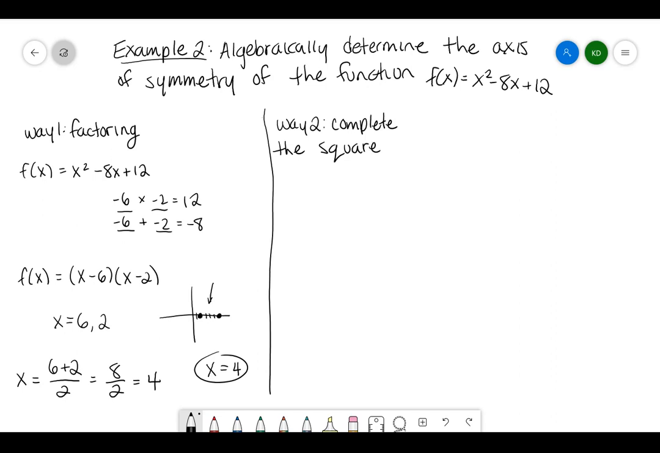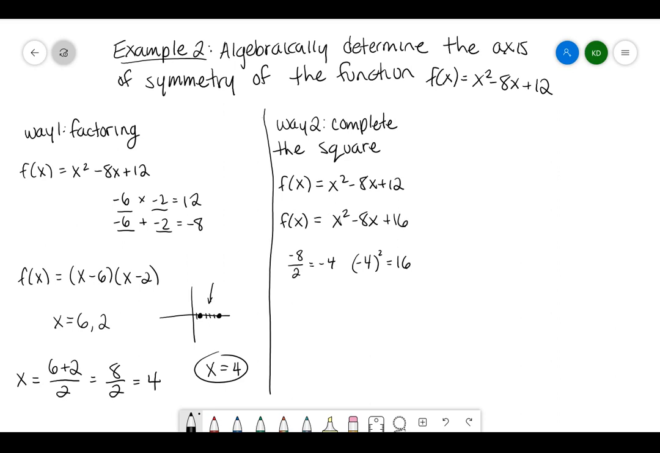So once again, you're going to start with your function, f of x equals x squared minus 8x plus 12. What we need to do is turn this into vertex form. So to do so, we're going to have x squared minus 8x. What I need to add into the function is taking the middle term. I need to divide it by 2 to give me -4. And then I need to take that number and square it to get +16. And this is what I need to add into my function to create a perfect square trinomial.